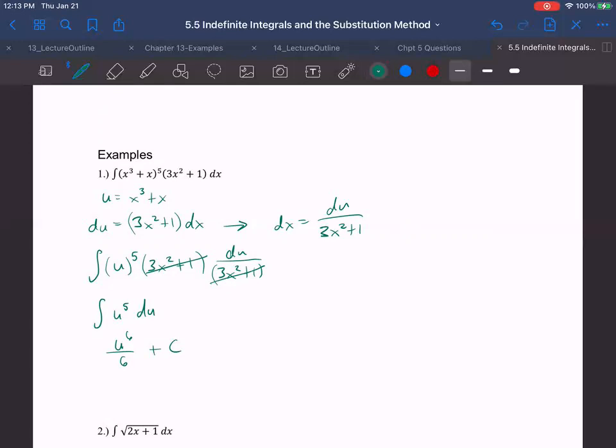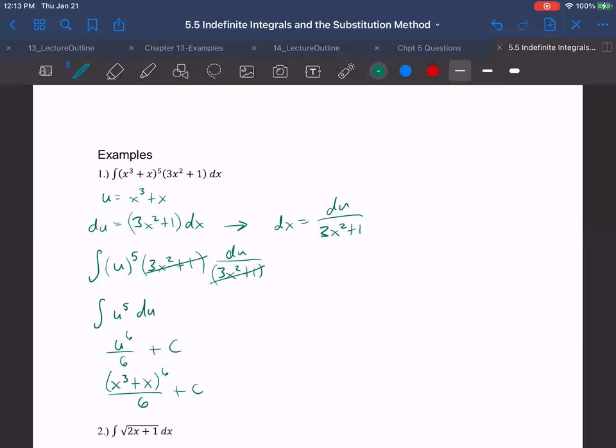And now I can go back and I say, hey, u is x cubed plus x. So I just substitute that back in. X cubed plus x over 6 plus c. And there you go. Oh yeah, to the 6th power. I forgot to put the 6. Sorry. Thank you. And there you go.